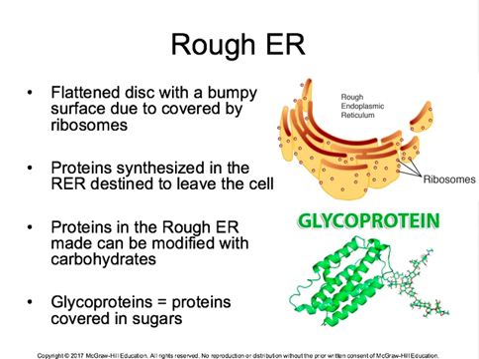So, like we said before, the rough ER, or rough endoplasmic reticulum, it's a flattened disc with a bumpy surface due to being covered with ribosomes. And proteins synthesized in the rough ER are usually destined to leave the cell, so they will be secreted out of the cell. Proteins in the rough ER can be modified with carbohydrates, and when a protein is modified with a carbohydrate or covered in sugars, it's called a glycoprotein. So here you guys can see these alpha helices. Remember our primary and secondary structures of proteins. So you see your alpha helices and your beta turns. These would be the protein, and then the carbohydrate or sugar covering it is right here. So this is called a glycoprotein.